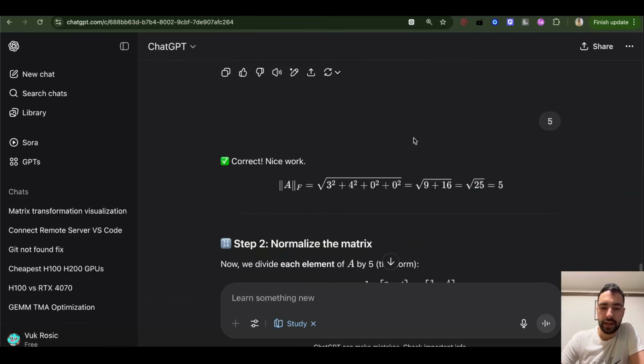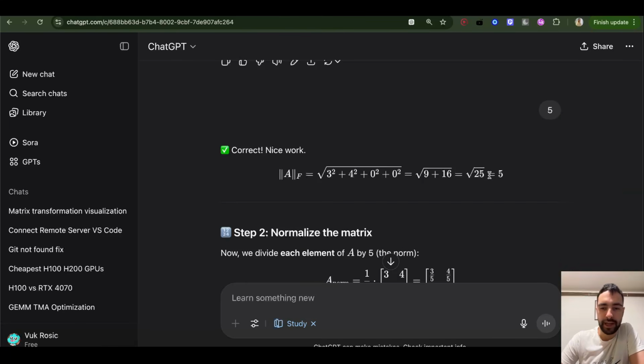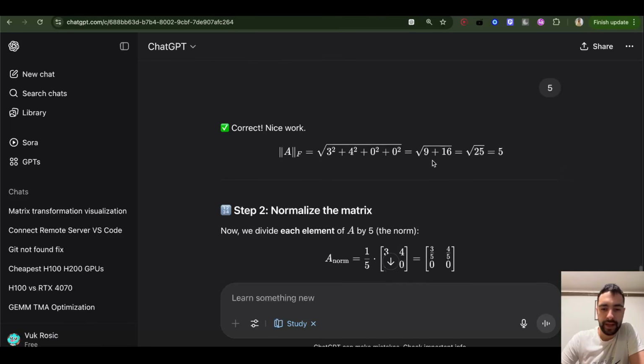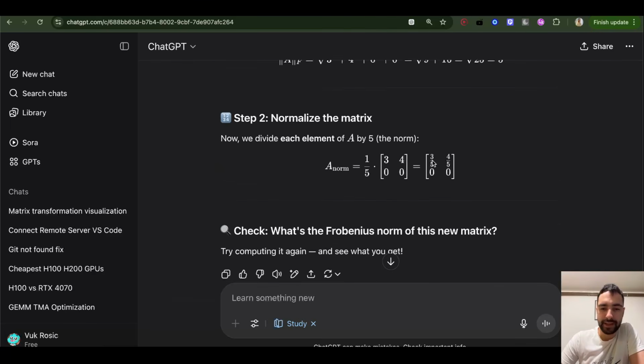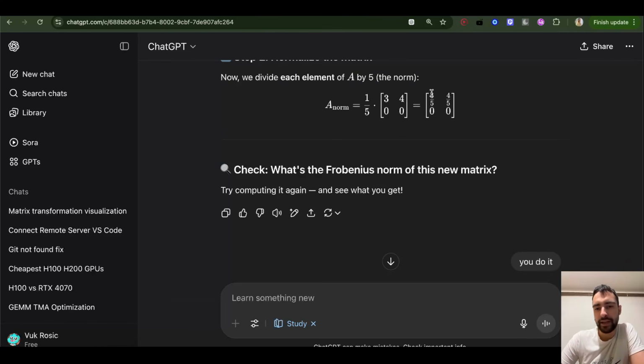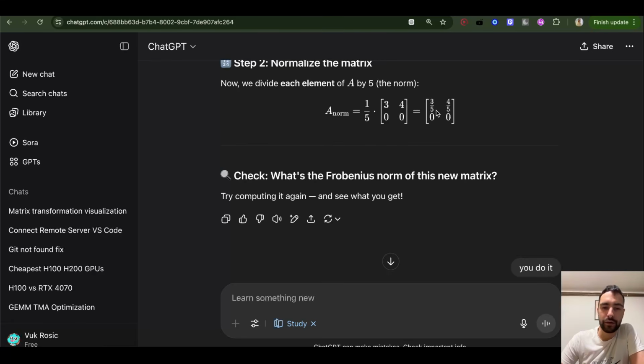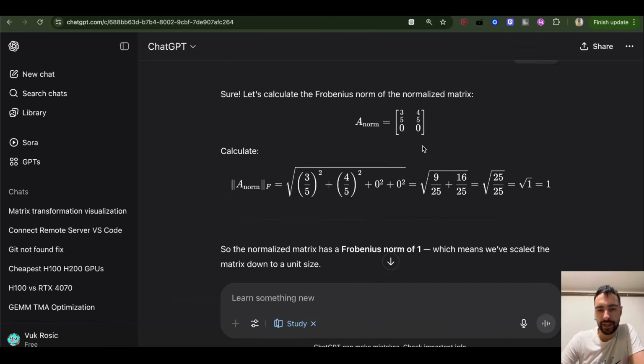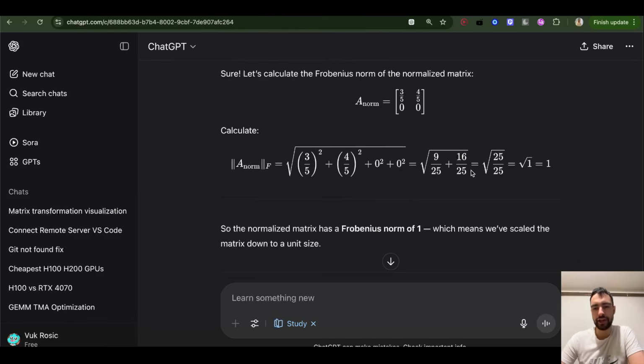So we just square all of the numbers and then take the root, so it's 5. And then we can use this to normalize the matrix itself. So we just divide these numbers. We get 3 over 5, 4 over 5 here. So what do you think this Frobenius norm is going to be now? Well, it's going to be 1 because we normalized it. That's what normalization does. So this is the calculation. Now the strength of this matrix is 1.